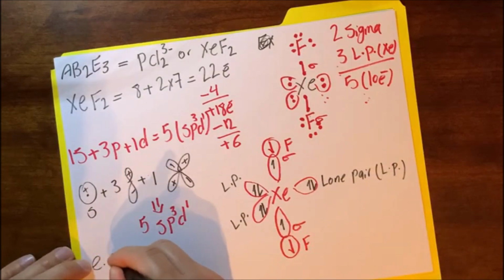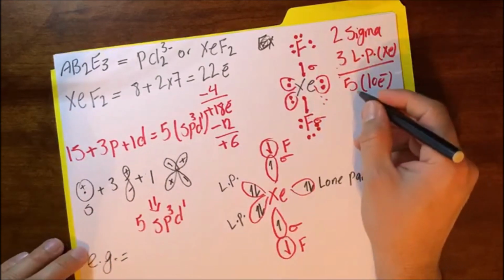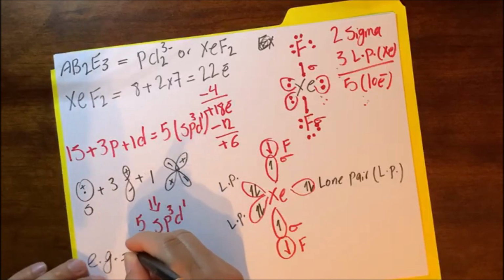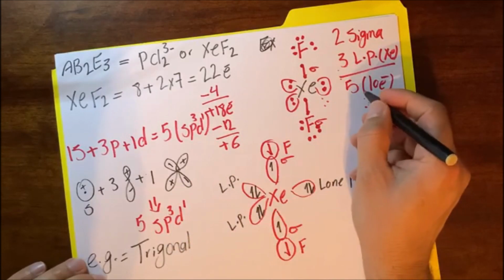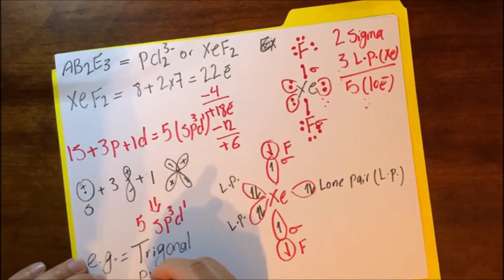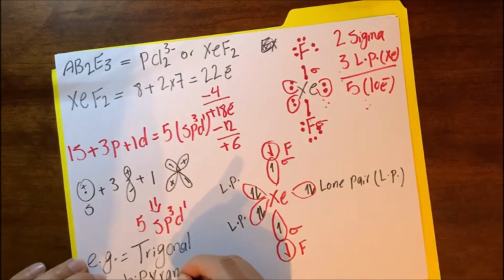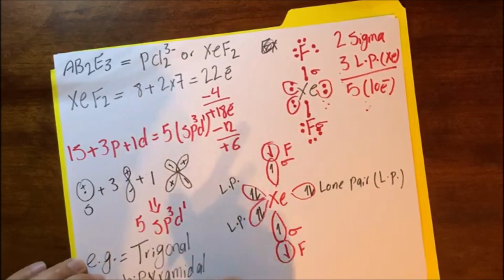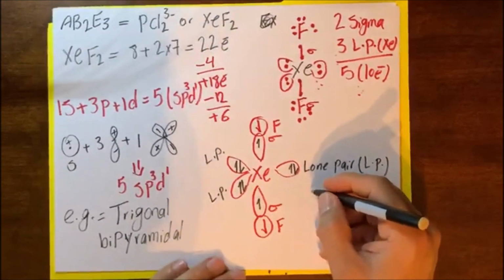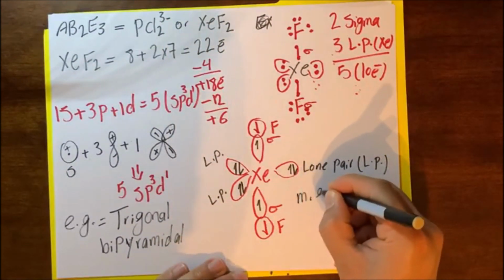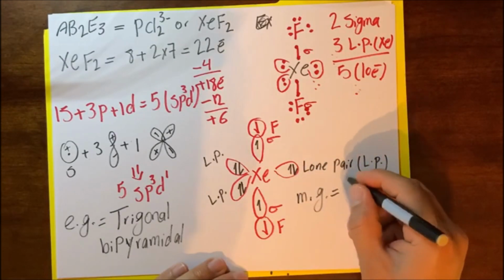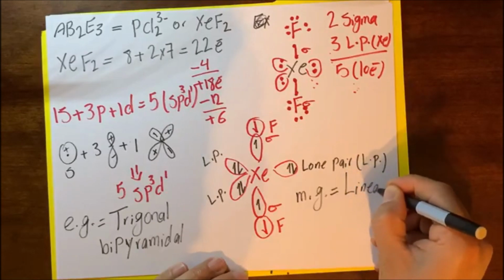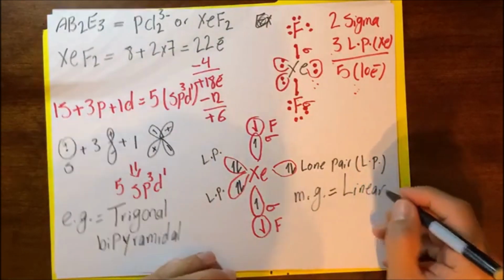So the electron geometry, because this is, we got it equal to 5, it will be trigonal bipyramidal. But the real geometry, the molecular geometry, it will be linear.